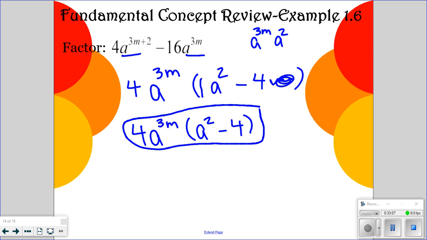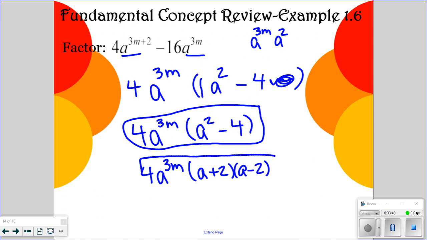But that would be your answer to factor that out. However, does anyone notice anything about what I circled? Can it factor further? A squared minus 4 is a difference of squares, and it does factor further. So you can factor it as 4a to the 3m, and then a plus 2 times a minus 2. And so that's what it actually wants for your answer.